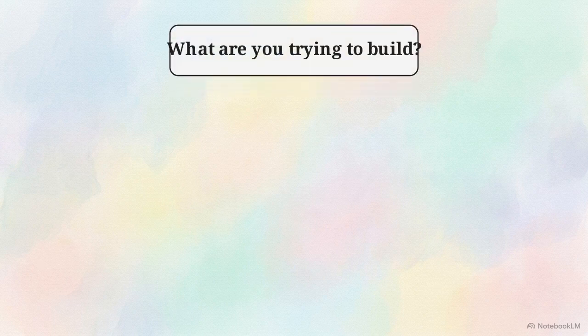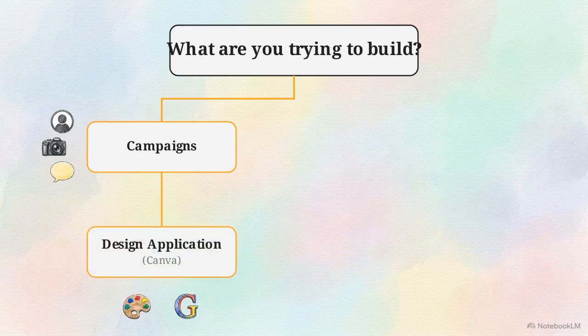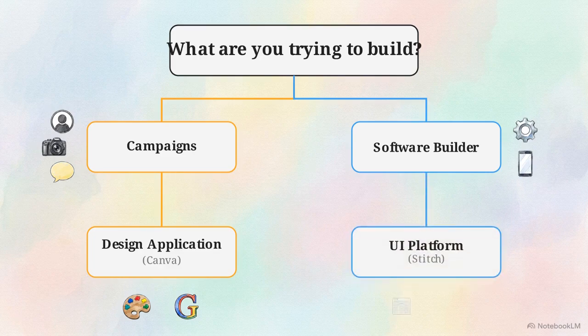It starts with one question: what are you trying to build? If we follow the left side, we find marketers, content creators, and social media managers. Between these two platforms, Canva's specialized templates and brand tools are what you need to maintain a marketing workflow. If we follow the right side, we find developers, product builders, and startup founders. In this comparison, Stitch provides the generative UI and code export features required to move a product concept toward development.